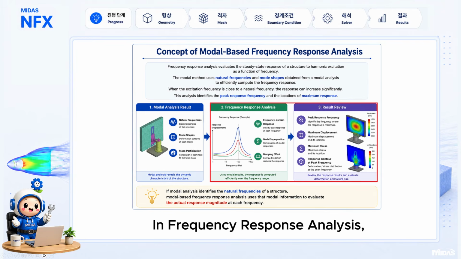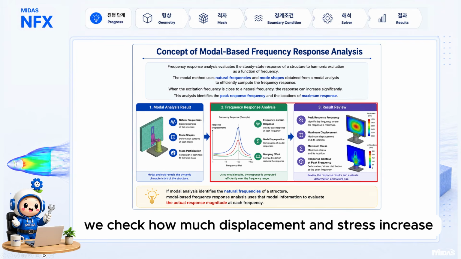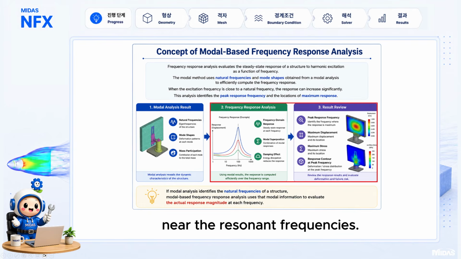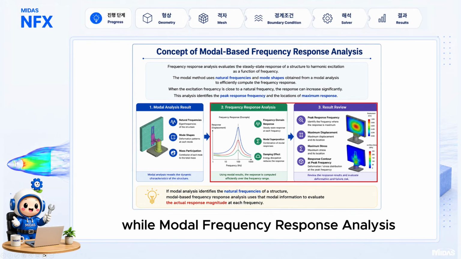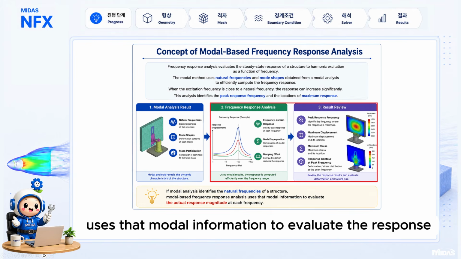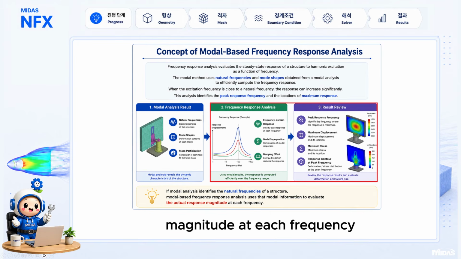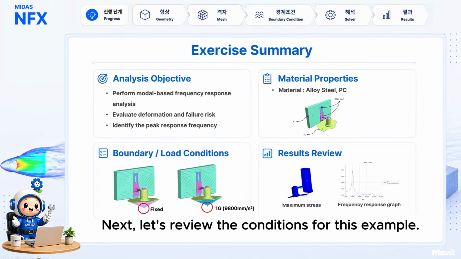In frequency response analysis, we check how much displacement and stress increase near the resonant frequencies. In summary, modal analysis identifies the natural frequencies of a structure, while modal frequency response analysis uses that modal information to evaluate the response magnitude at each frequency. Next, let's review the conditions for this example.